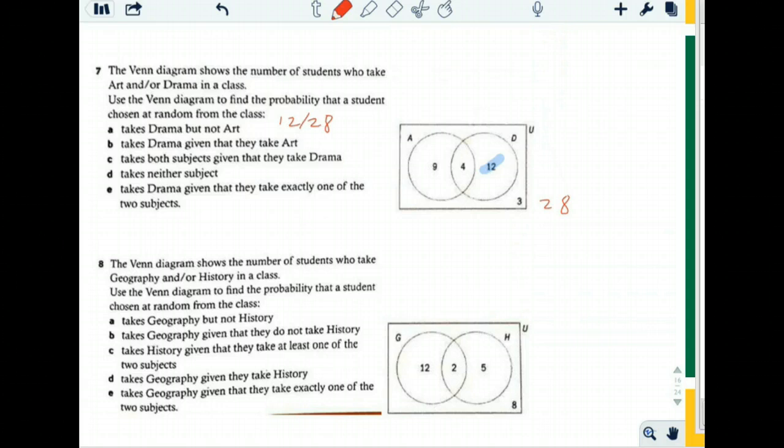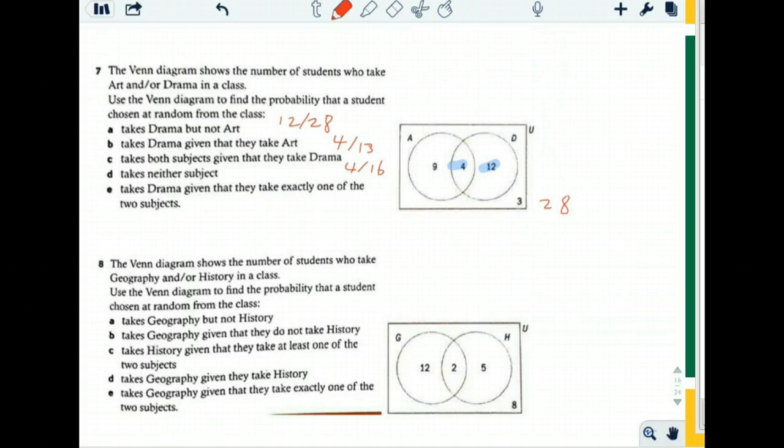Takes drama given that they take art. So given that they take art, that would be those people. What's the probability that they take drama? Well, 4 out of those 13 take drama, so we'll say 4 out of 13. Take both subjects given that they take drama. So given that they take drama, that'll be that set. What's the probability that they take both subjects? Well, that would be the 4 people in the middle, so that would be 4 out of 16.